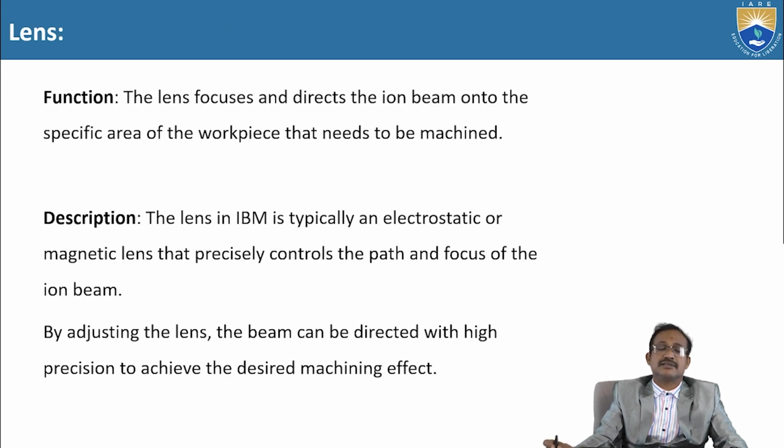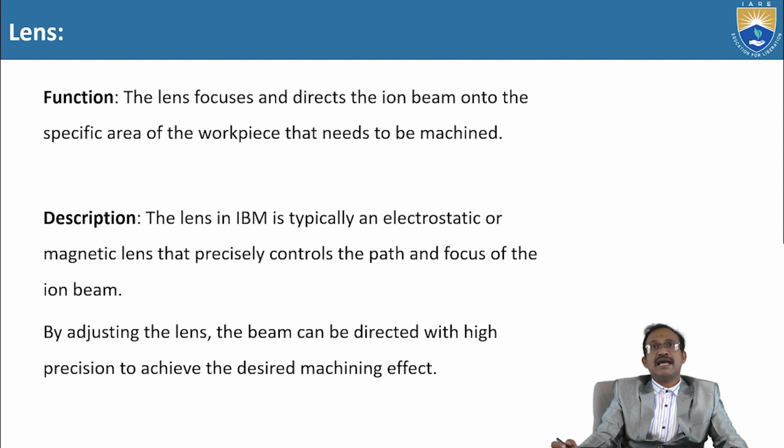Next, lens. The lens focuses and directs the ion beam onto the specific area of the workpiece that needs to be machined. So as per our required profile, the lens is controlling the path to be machined on the workpiece.